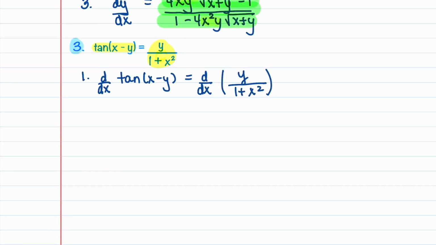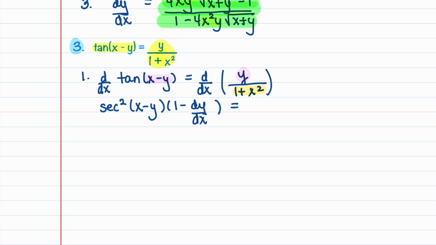Now we can go ahead and take the derivative. The derivative of tangent is secant squared of x minus y times the derivative of what's inside, and that derivative is 1 minus dy/dx. And then on our right-hand side, we have a quotient. We have a term in the numerator and a term in the denominator, so we are going to use the quotient rule.